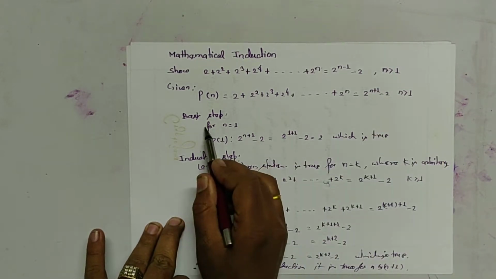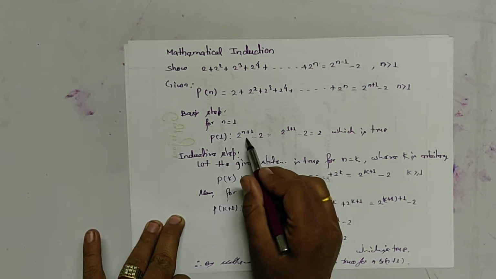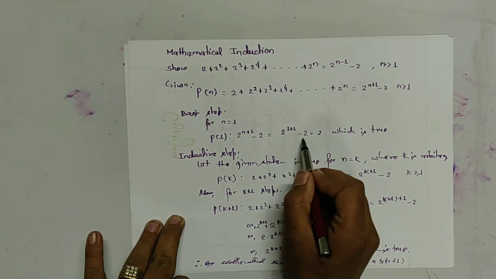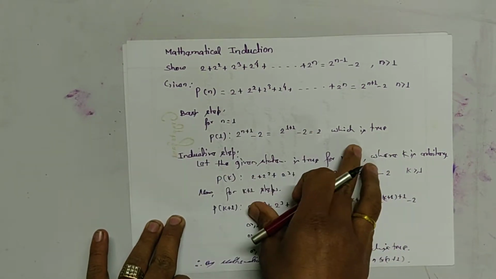So for the basis step, let us consider n equals 1. P1 is equal to 2 power n plus 1 minus 2, which is 2 power 2 minus 2, which is 2. That means it is true. So we move to the inductive step.